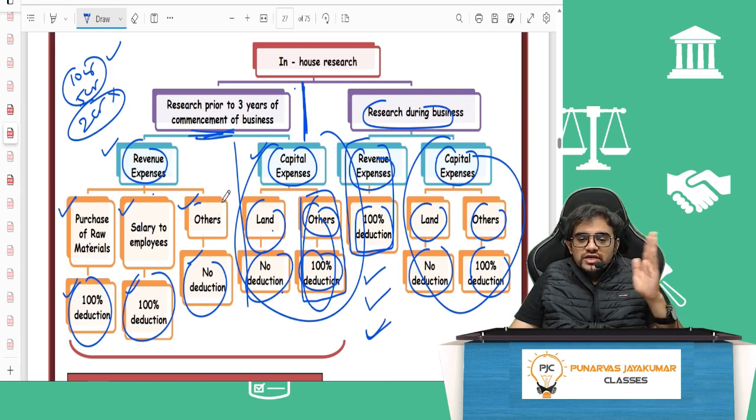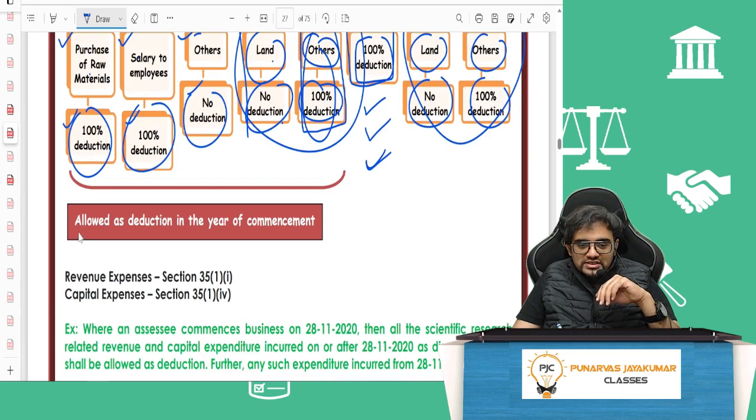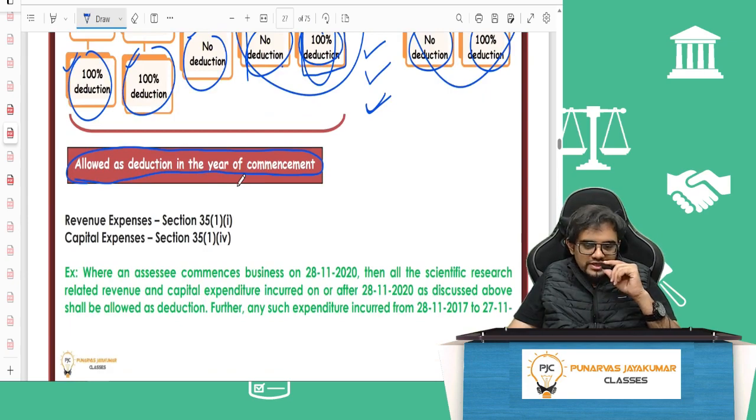And research prior to 3 years of commencement of business, when will you get the deduction? Allowed as the deduction when? In the year of commencement. In the year of commencement. Very, very simple.